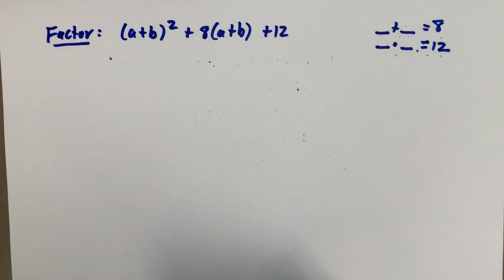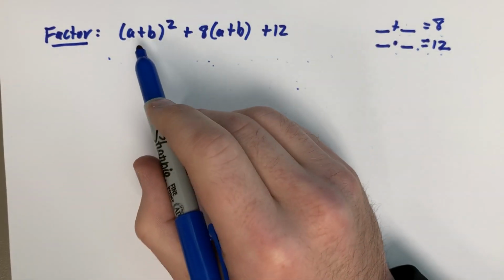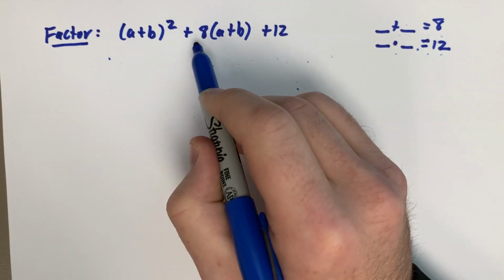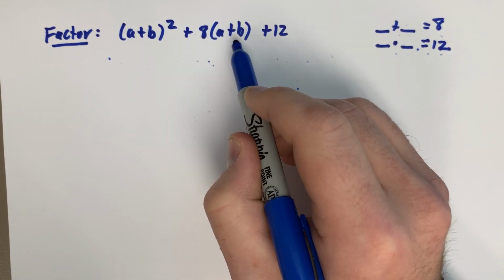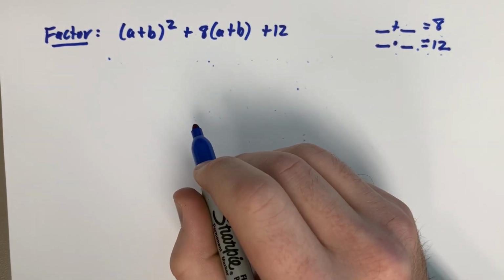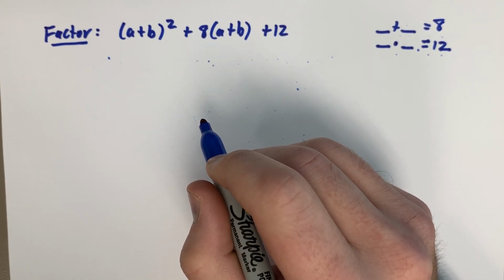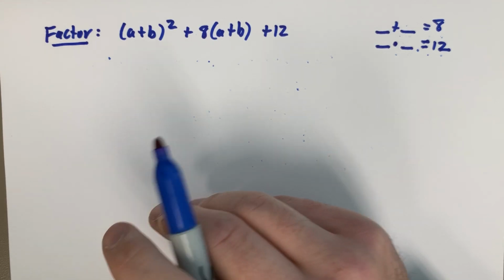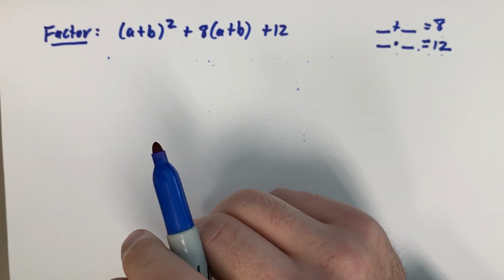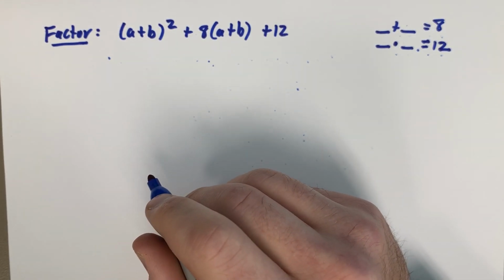Now we're on to difficulty 4. We're looking at the expression (a + b)² + 8(a + b) + 12. So now you're probably looking at this like, how the heck are we supposed to factor this? But it turns out you can use the exact same techniques that we've been talking about so far. We just need to do an appropriate substitution.